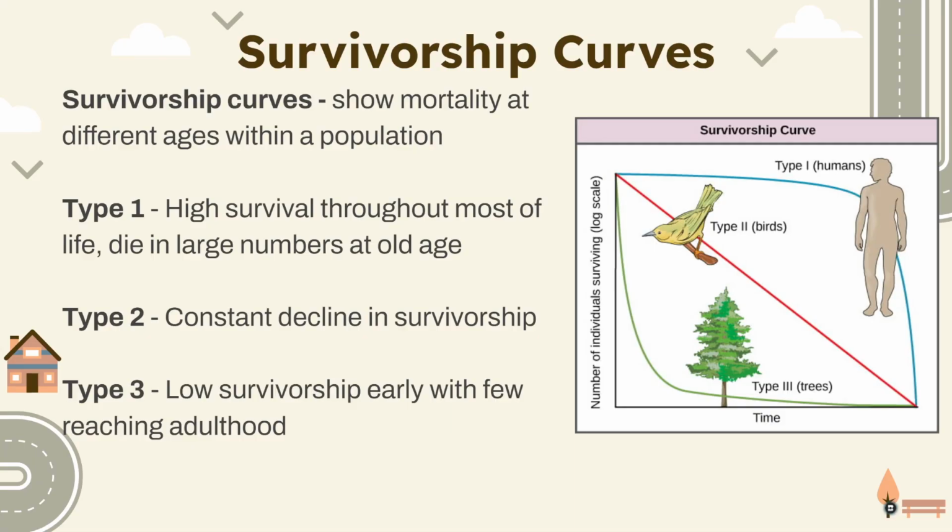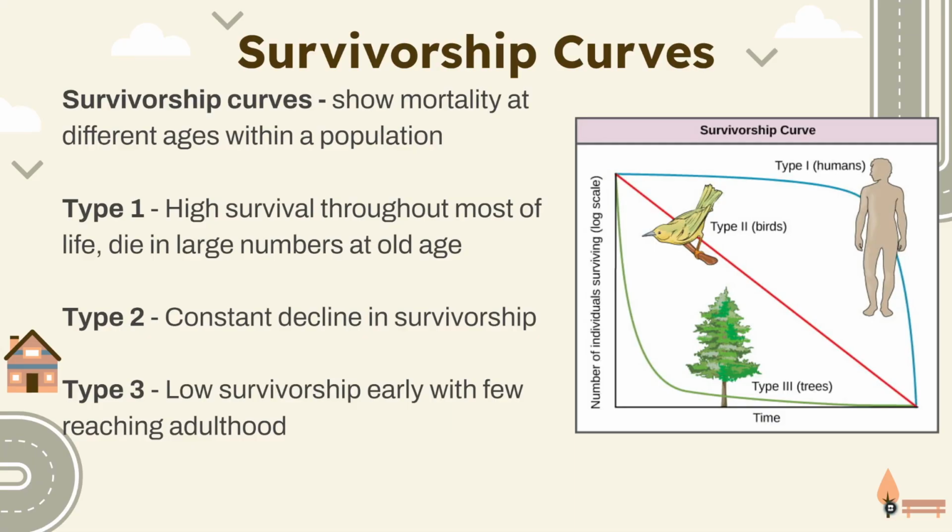Survivorship curves visually represent mortality at different ages within a population. Type 1, for example humans, is represented as a curve with high survival throughout most of life, with individuals dying in large numbers only at old age. This is typical of K selected species.